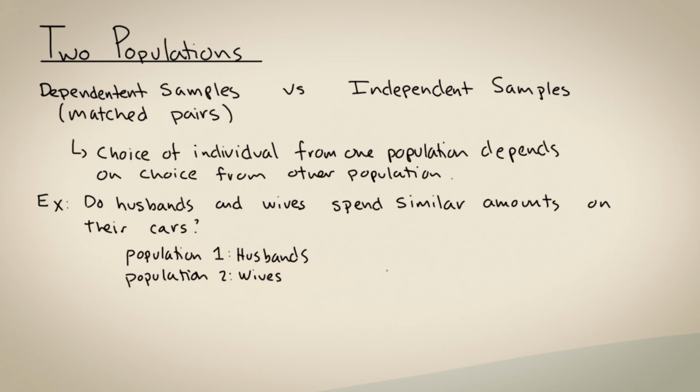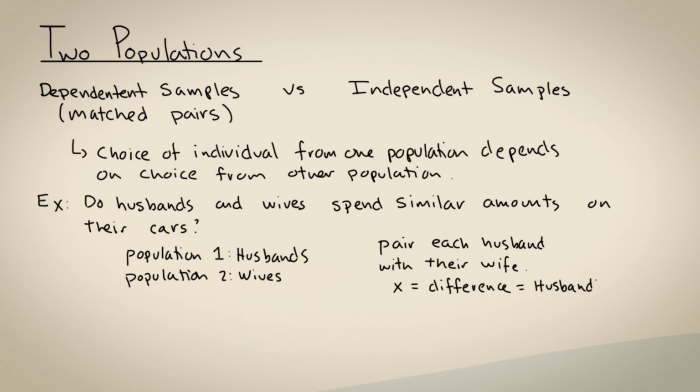This is to your advantage in statistics, because actually this is a way of turning 2 variables into 1 variable. Now, instead of studying the value of the husband's car and the value of the wife's car, you can just study the difference between the price of the husband's car and the wife's car. It's kind of a nice trick to turn 2 populations into 1 population.